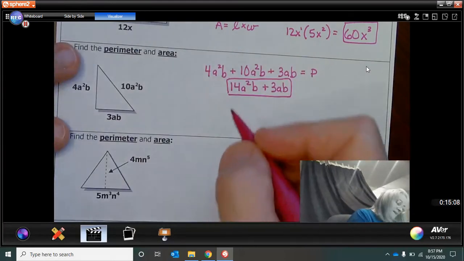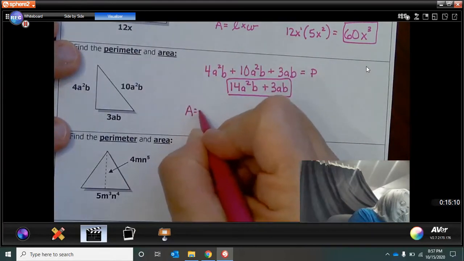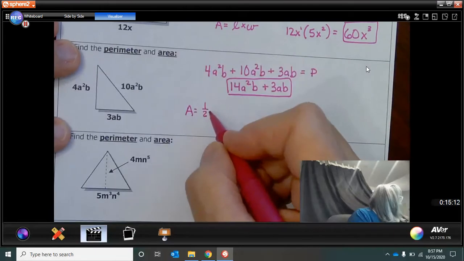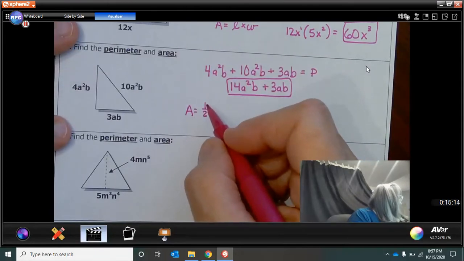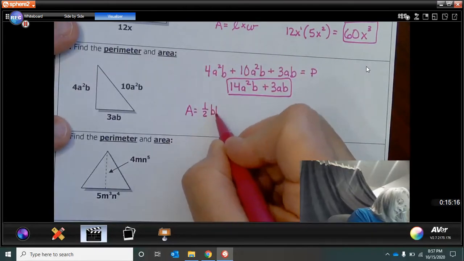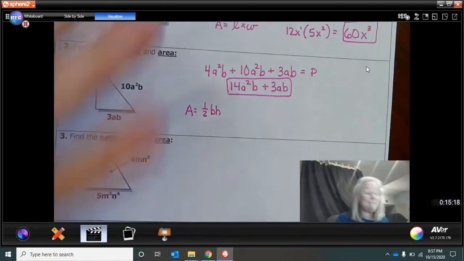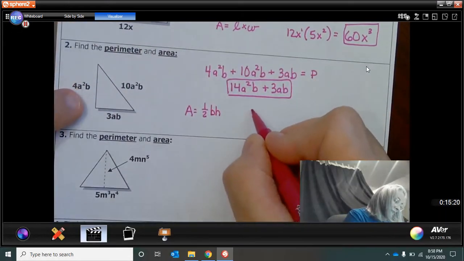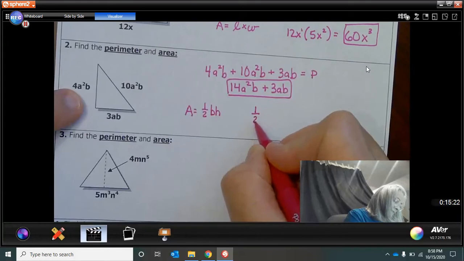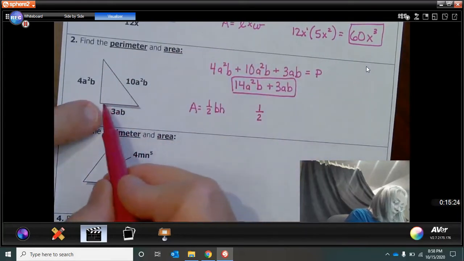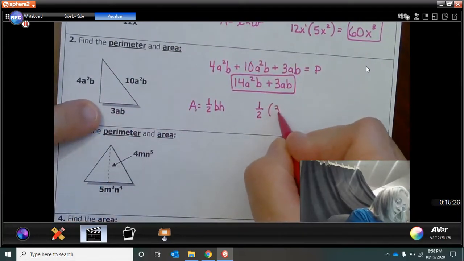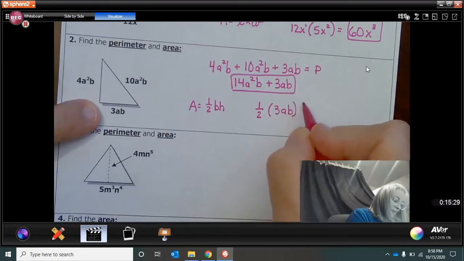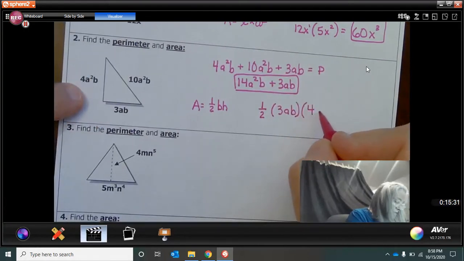The area of a triangle, let's just write down the area of a triangle, is half the base times the height. Base times height. There you go. Okay, so now with that, we know that we have half times the base, which is 3ab, times the height, which is 4a squared b.